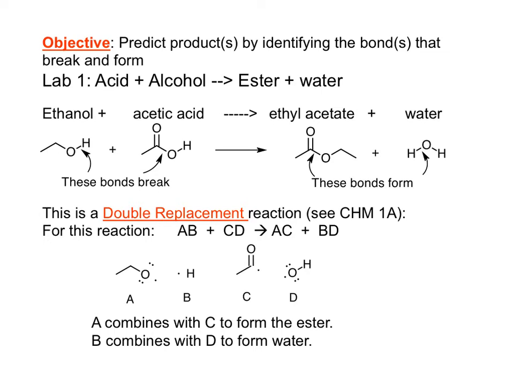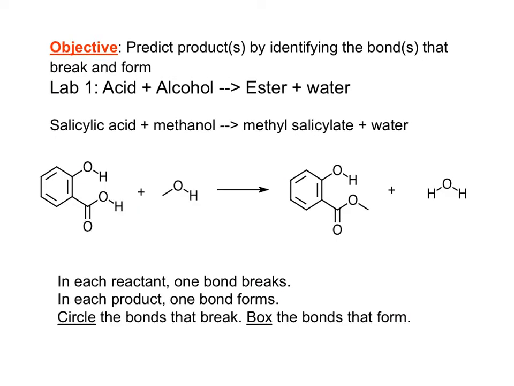When ethanol reacts with acetic acid, these bonds break to form these fragments. Fragment A combines with fragment C to form the ester. Fragment B combines with fragment D to form water. Do the same thing with the methyl salicylate reaction. Stop the video and identify the bonds that break and the bonds that form.